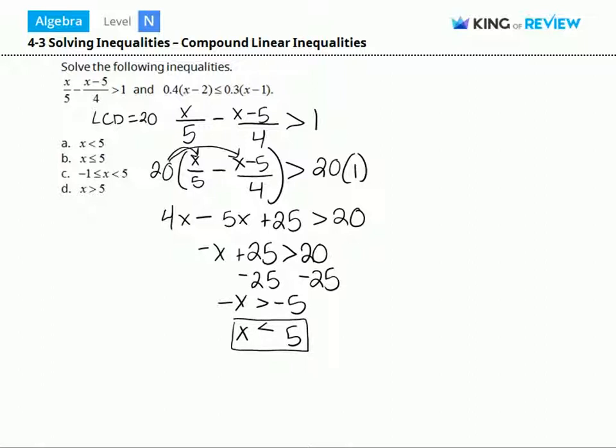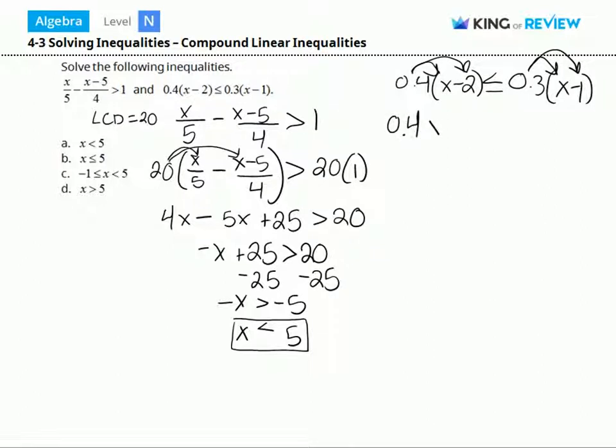And now for our second inequality, we have 0.4 times (x minus 2) is less than or equal to 0.3 times (x minus 1). We'll distribute the 0.4 to both items, and we'll distribute the 0.3 to both items within our parentheses. So this gives us 0.4x minus 0.8 is less than or equal to 0.3x minus 0.3.